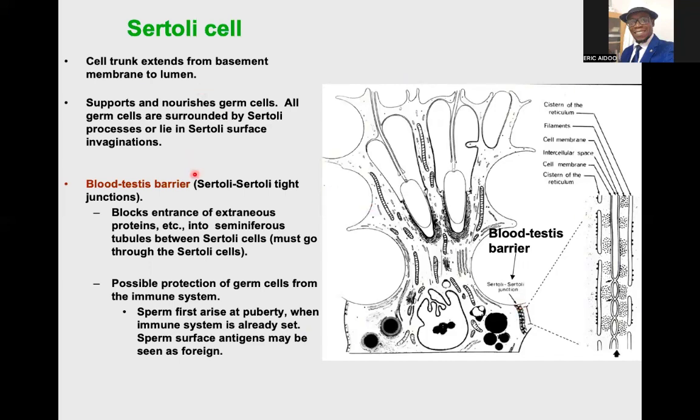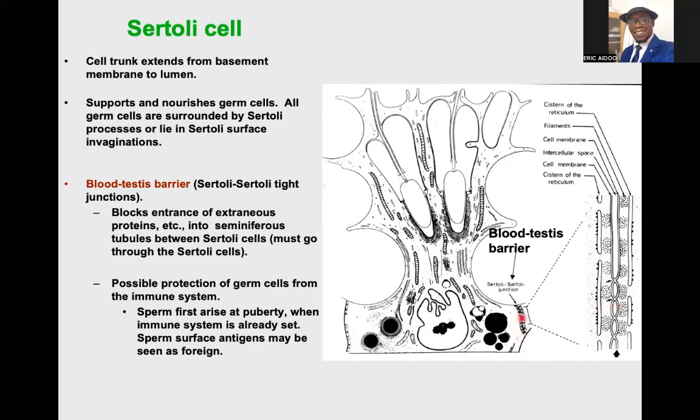The Sertoli cells basically support and nourish the developing sperm. All germ cells are surrounded by Sertoli processes or lie in Sertoli surface invaginations. When you look at this, this is one Sertoli cell extending from the boundary all the way to the lumen. You can see that it has trapped some of the developing cells, and within them too we are going to have some of the early developing spermatogonia. This will now form a boundary with another Sertoli cell.